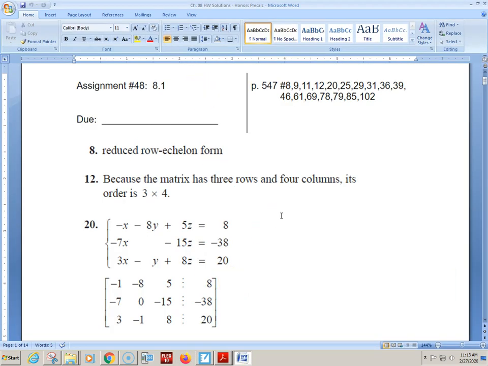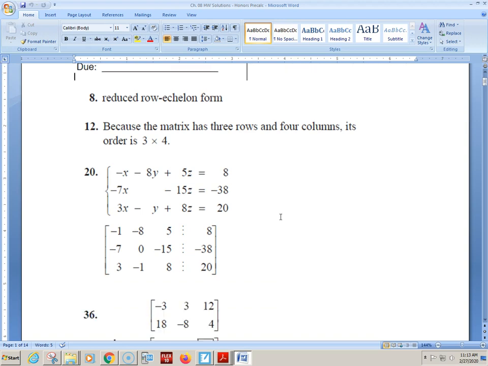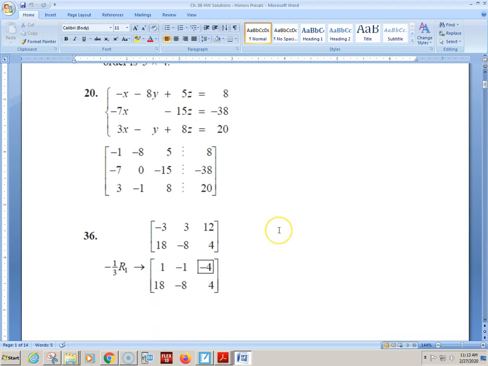Nicely done. Okay, so section 8.1, reduced row echelon form. We already reviewed that, 3 by 4, talking about the order. We did that a couple days ago. Number 20, oh, we love this one. You were just rewriting it into an augmented matrix. Number 36, you were filling in the blank. Did you get it to be negative 4? How to divide by 3, and divide by 3. Oh, wait a minute. Divide by a negative.